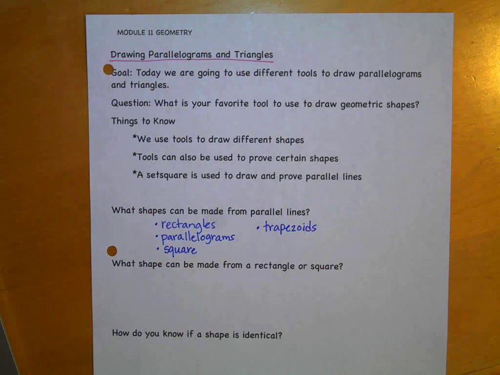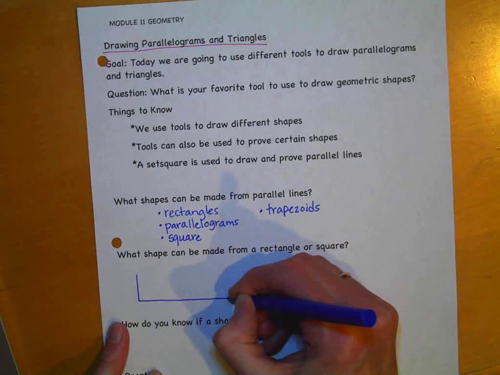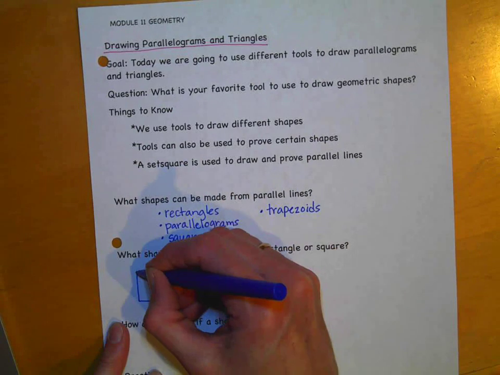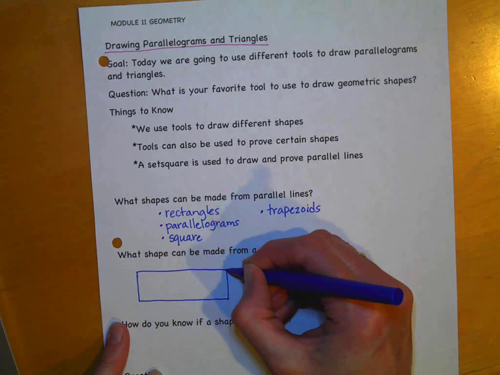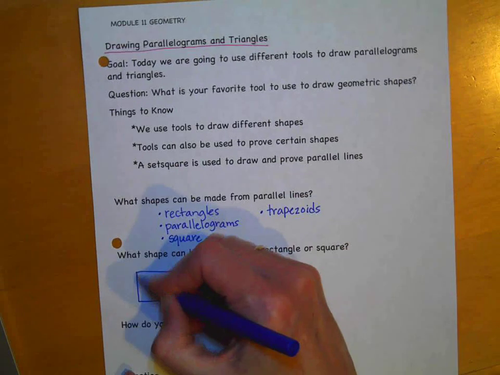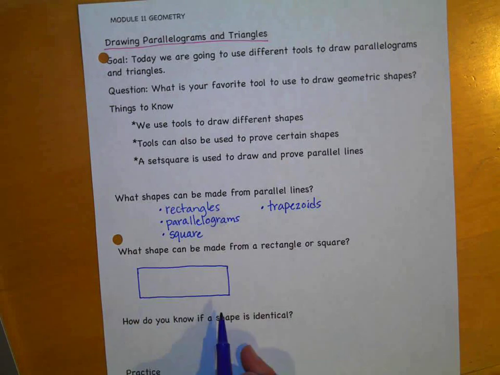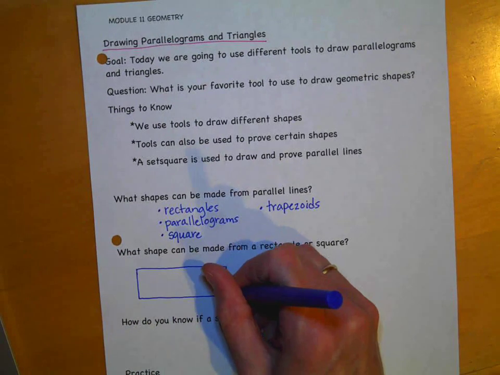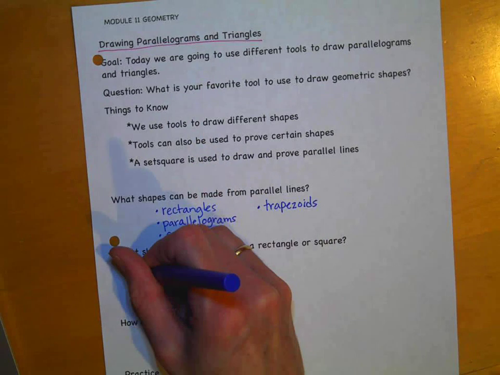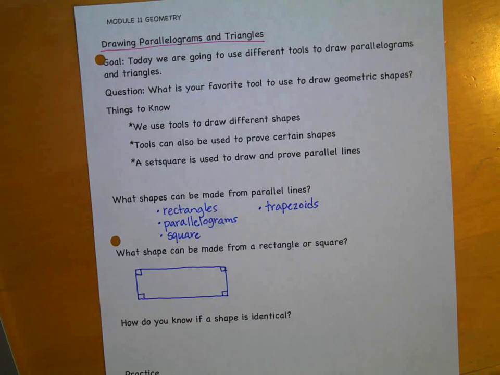What shape can be made from a rectangle or a square? If we already have a rectangle, remember the definition of a rectangle is two sets of parallel lines that are connected, but one set is larger than the other. These are parallel right here, and these are parallel here, and they are a little bit longer. Because it's two sets of parallel lines that intersect, they have to intersect at a 90-degree angle, because that's what makes them a rectangle.